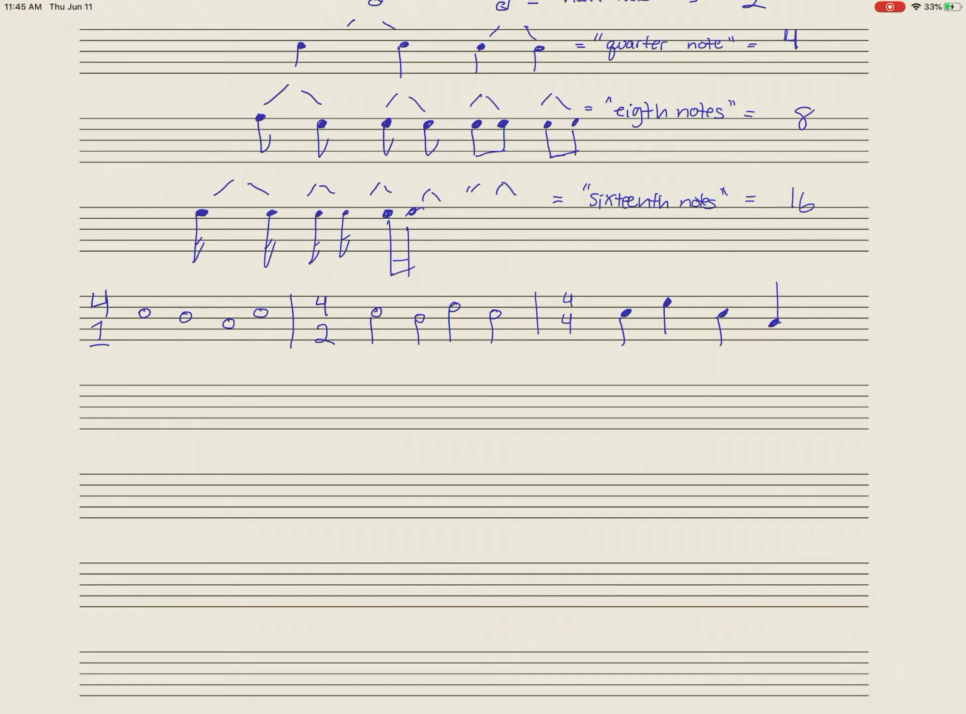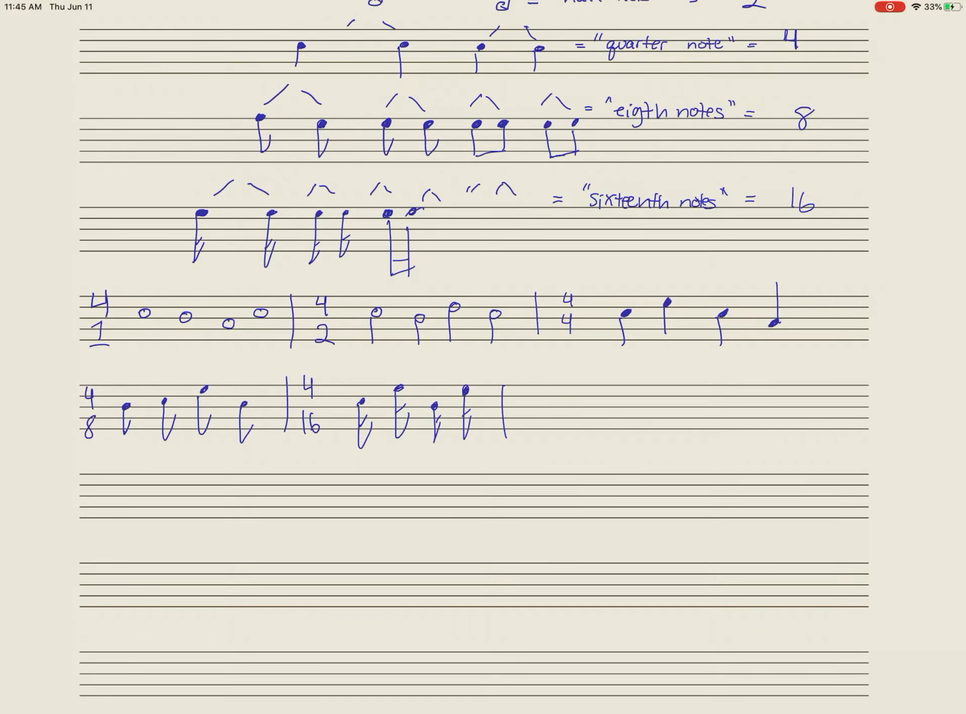Okay? But it could go down and we could do 4-8, and then we would have 4 8th notes, right? It could be this. And lastly, just while we're at it, right, it could be 4 16th notes. My notation could look prettier, right?